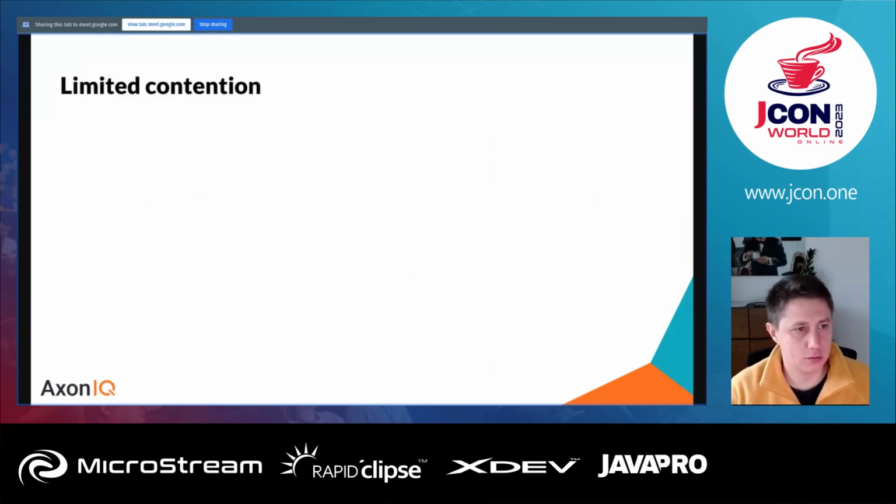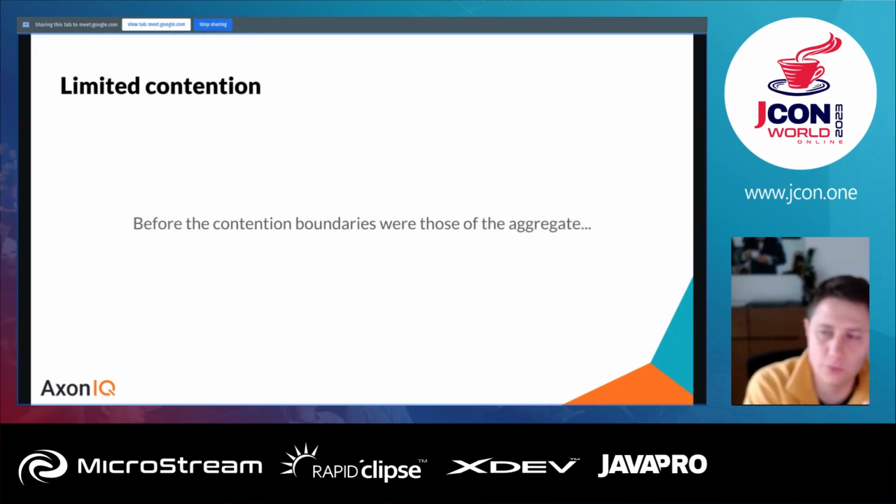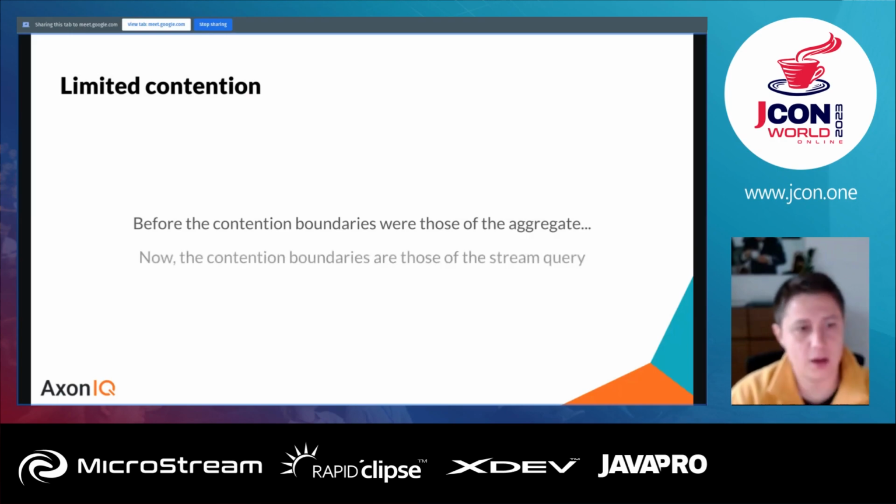Yes. So let's focus again on the limited contention. Basically, just by reducing the number of events, we have already reduced contention. It comes naturally, but let's investigate this a little bit more. Previously we had the contention boundaries of the aggregate, and now contention boundaries are those of the stream query. And the stream query naturally already loads fewer events, so we are going to limit the contention there. This is very nice and useful, but can we do more?